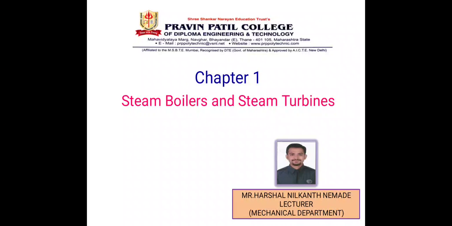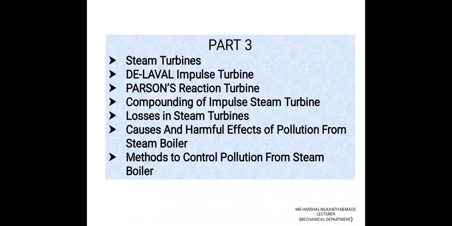Hello students. Now I will continue with chapter number 1 again, steam boiler and steam turbine. Now part 3 in that steam turbine, we will see the topic steam turbine, dual impulse turbine, Parsons reaction turbine, compounding of the steam turbine, losses in steam turbine, causes and harmful effect of pollution from a steam boiler, method to control pollution from a steam boiler.